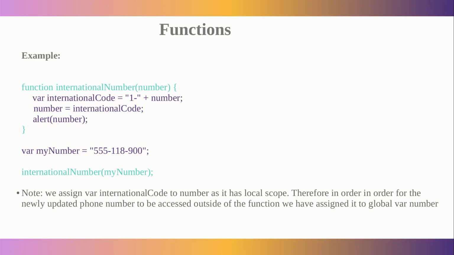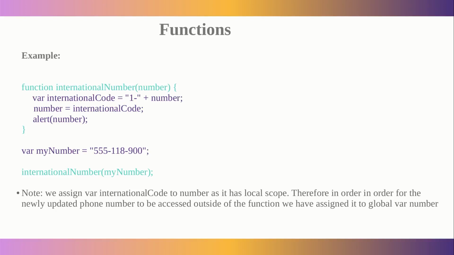And we call our function with the function name and pass the variable myNumber as the input to the function. The variable myNumber is the argument to the function when calling it, the same way number is in the function declaration. And this then alerts the existing phone number with the number 1 before it.